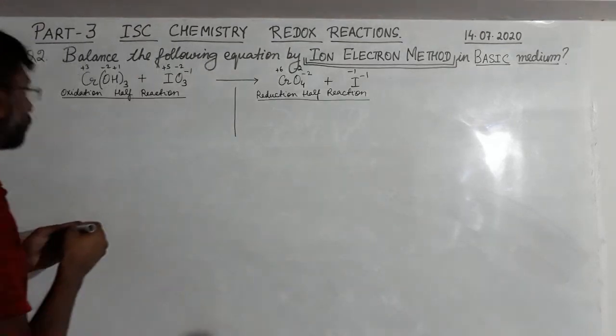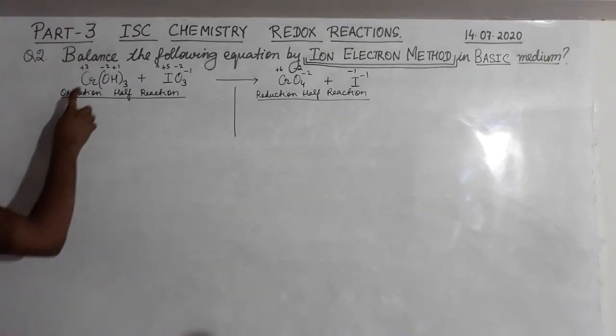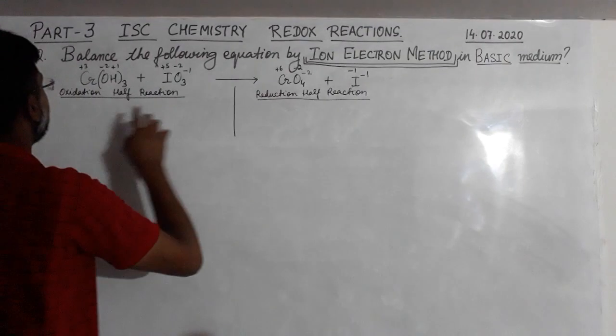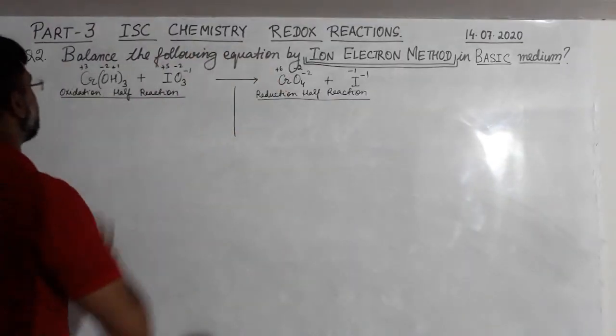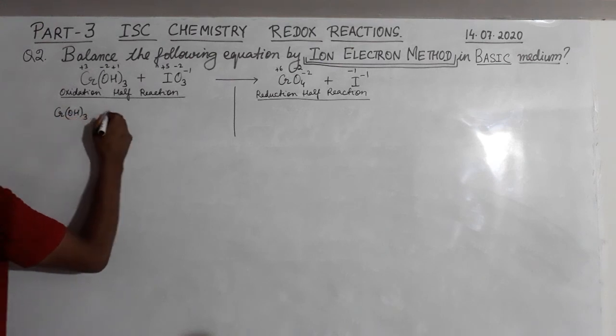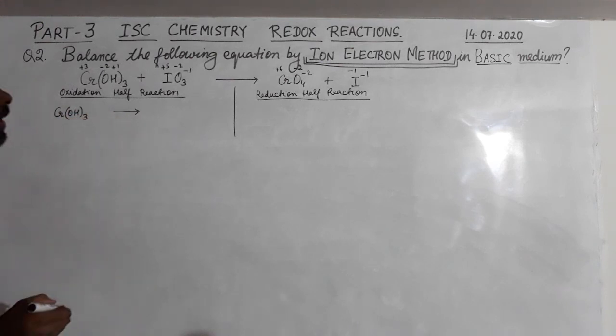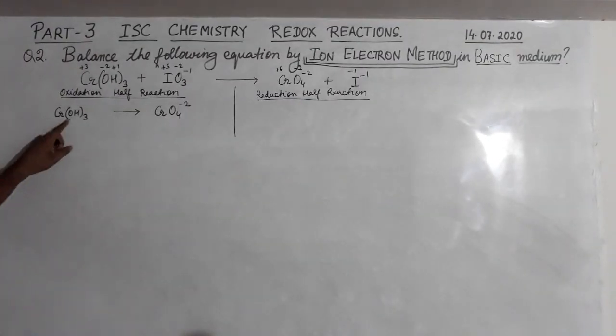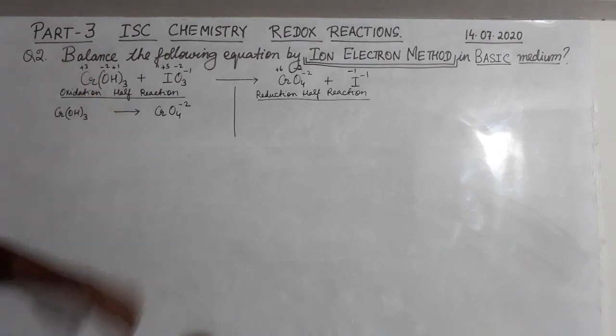Now let us see which one is oxidation, which one is reduction. Chromium is changing from plus 3 oxidation number to plus 6. So definitely this is getting oxidized. So I will write down Cr(OH)3, put an arrow, and it becomes chromium plus 6, so CrO4 2 minus. Plus 3 is becoming plus 6. So that is the oxidation half reaction.